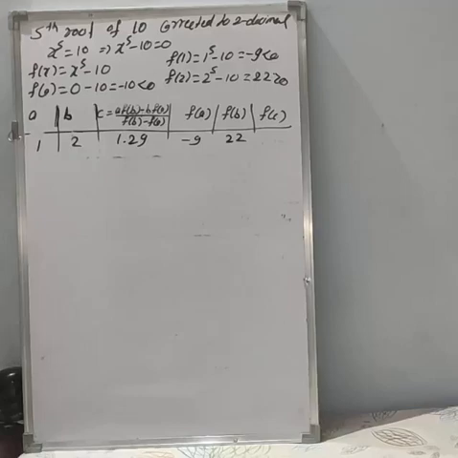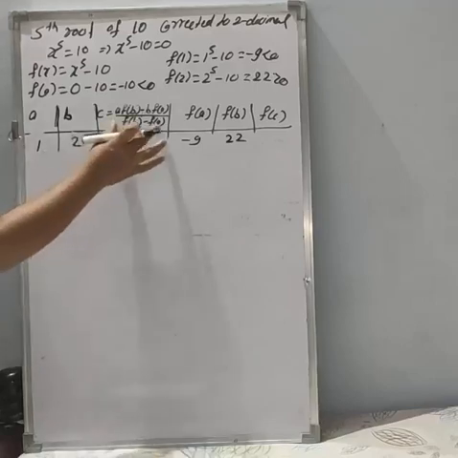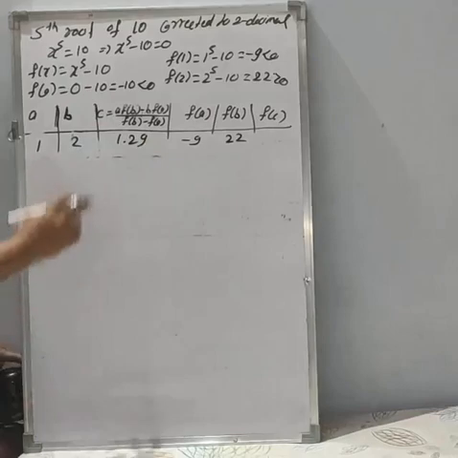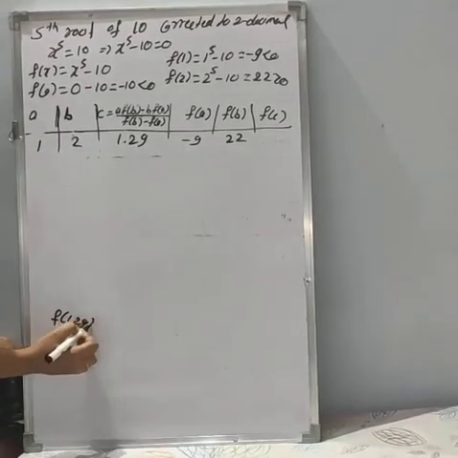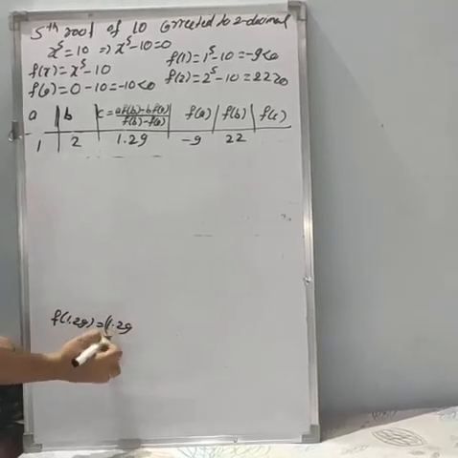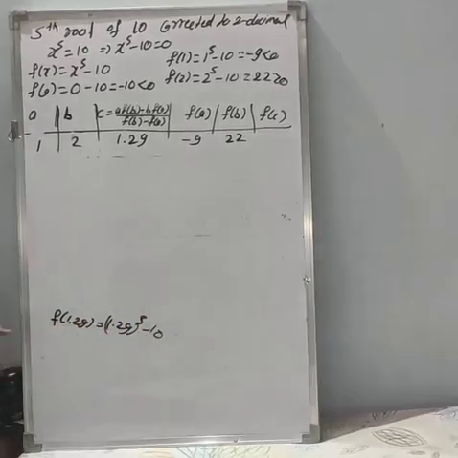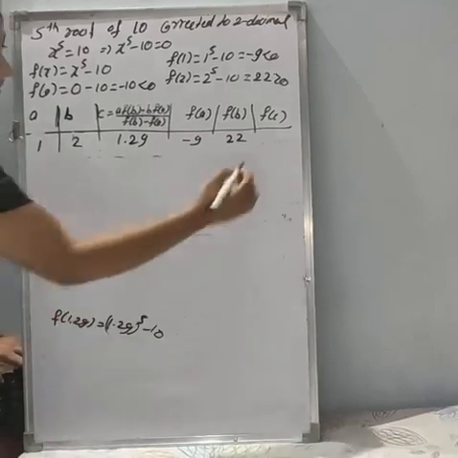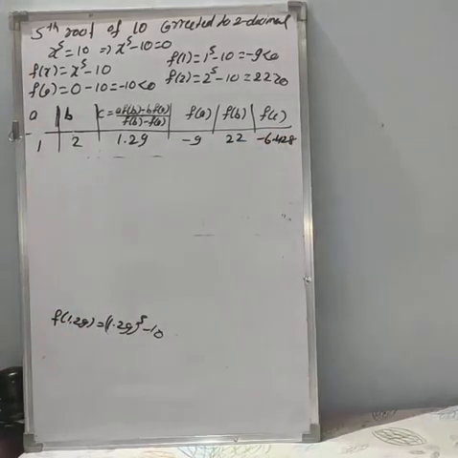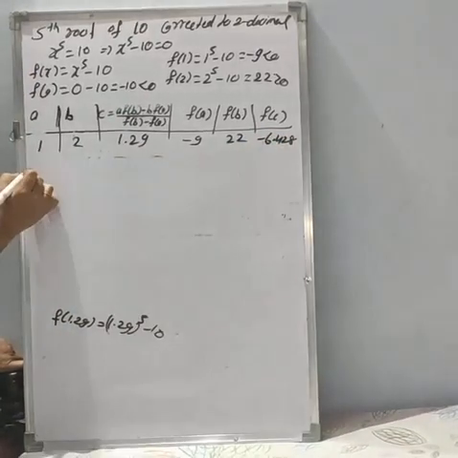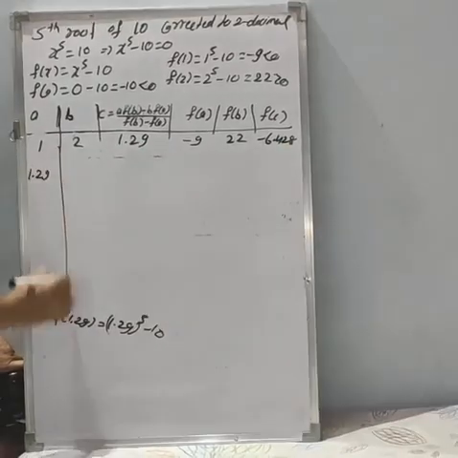So this is the value of c by substituting in this formula. Now we can find f of 1.29. So how will we find f of 1.29? It is 1.29 raised to 5 minus 10, because instead of x we have to substitute this value. So you will get 1.29 raised to 5 minus 10. Calculate this, and your answer is minus 6.428.